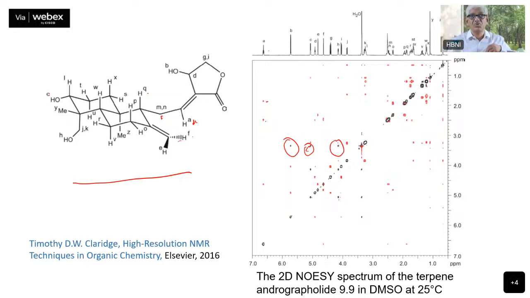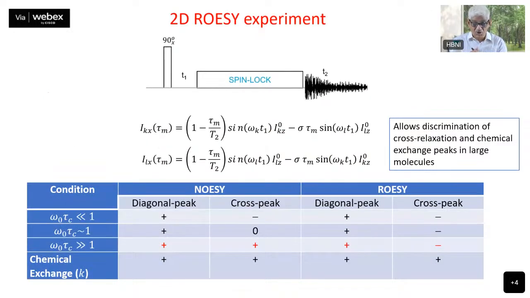So such useful structural information can be obtained from the analysis of the NOESY spectra, which contains both exchange peaks as well as NOE peaks. Okay. So now we move to the next experiment, which is called the 2D ROESY experiment.